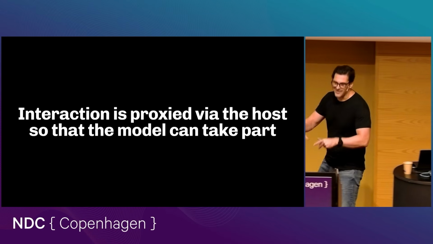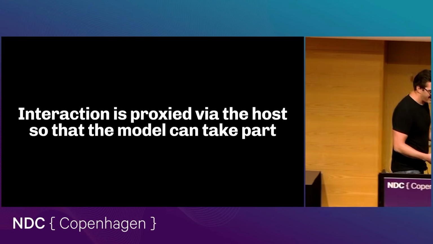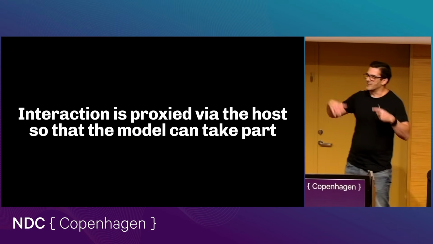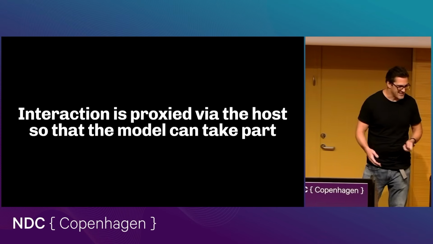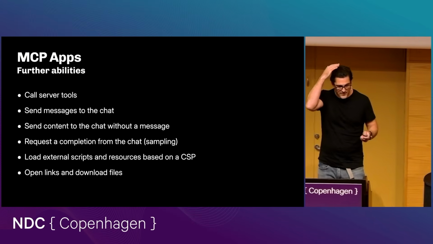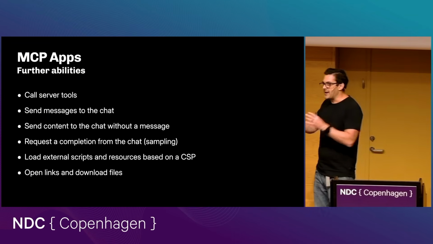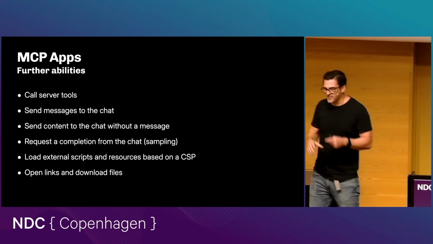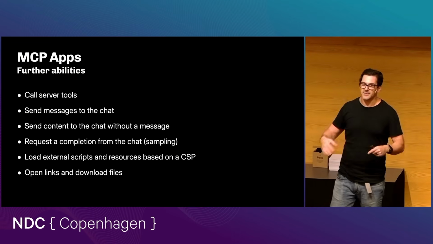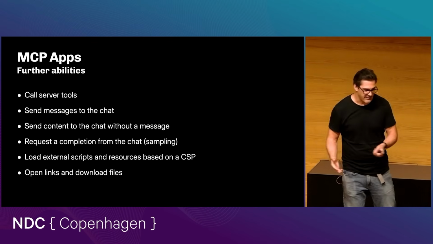And once again, all of the interaction that we do is proxied via the host so that the model can take part in this. It can understand stuff. And so there are more abilities to this. In this case, an MCP app can call server tools. So most of the interaction you make available via the MCP thing. So it really is doing only the things that the agent would be able to do as well.